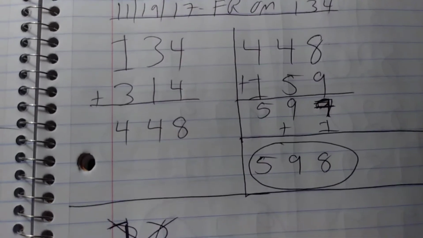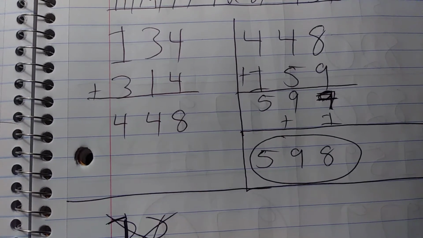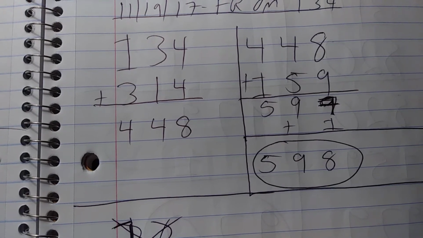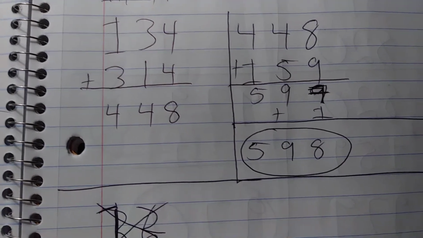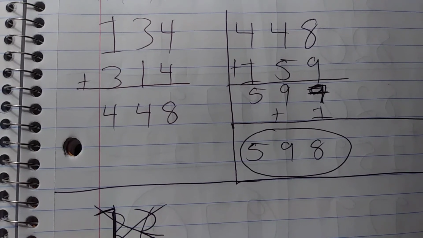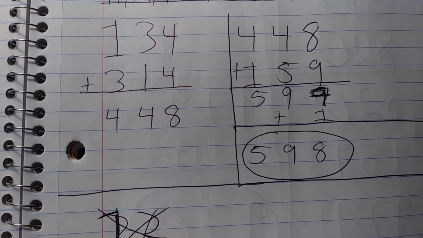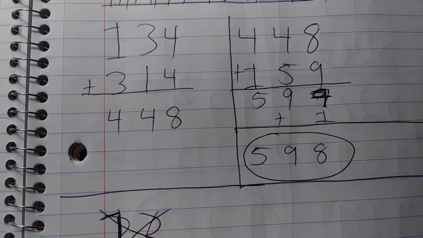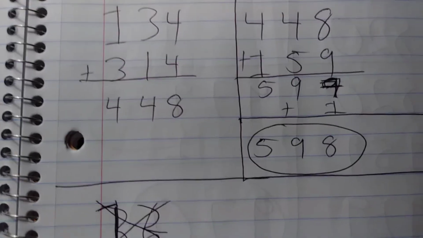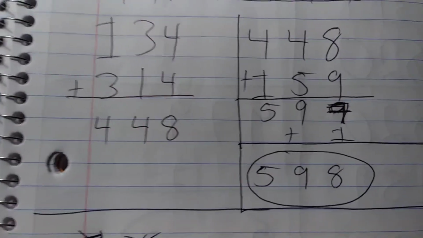So 134 plus 314, 4 plus 4 is 8. 3 plus 1 is 4, and then 1 plus 3 is 4, so 4, 4, 8. We're going to add 159, so 9 plus 8 is 17, keep the 7. 4 plus 5 is 9, and then 4 plus 1 is 5. You're going to add 1 to that 7, and that becomes 598.